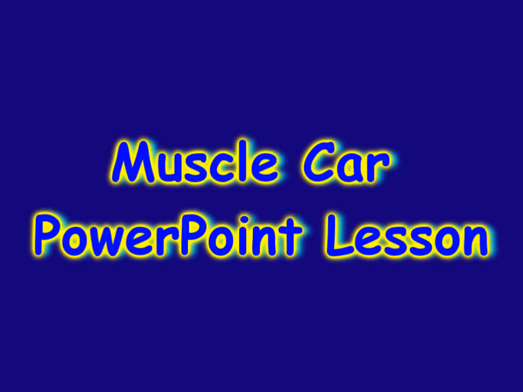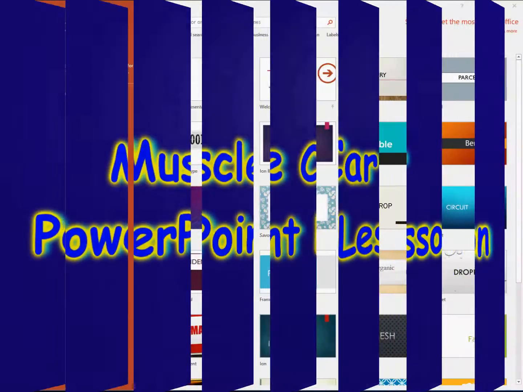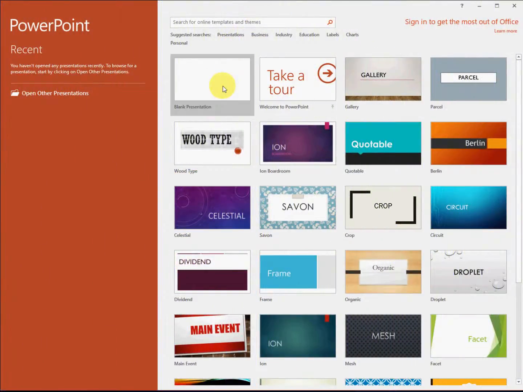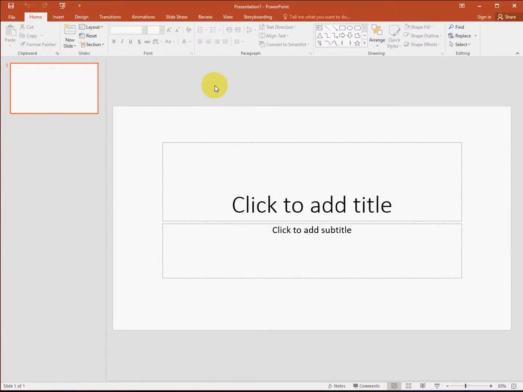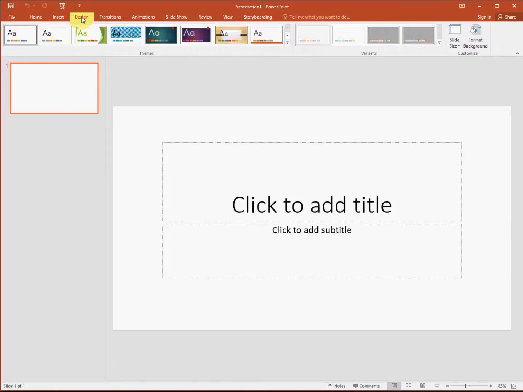In this activity, we are going to be using PowerPoint to create a muscle car presentation using images I provided for you. So first thing we want to do is open up PowerPoint. And once you get that open, you'll see a blank presentation. And let's use the blank one.